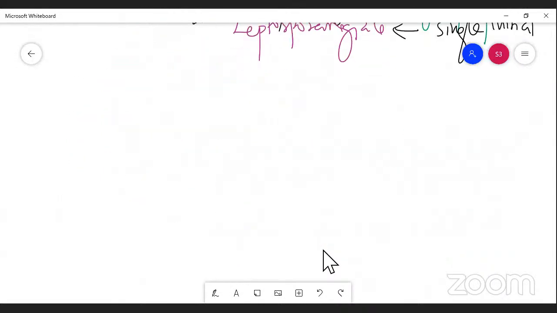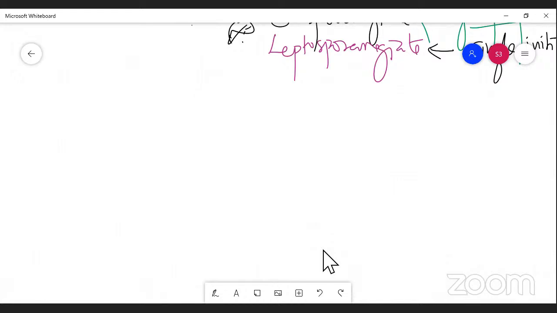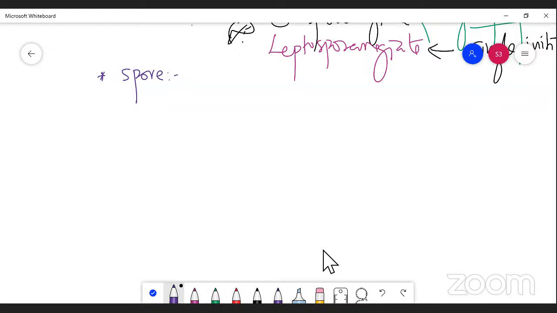Okay, next one, spore formation. There are different kinds of spores in plants. My dear student, it is very interesting to discuss. As I said, the sporangium produces spores. Here there are two types of spore. One is homospore. Homospore means the presence of any one kind of spore, right?